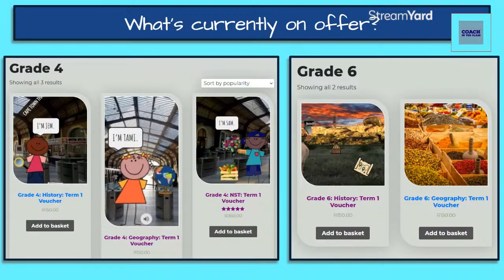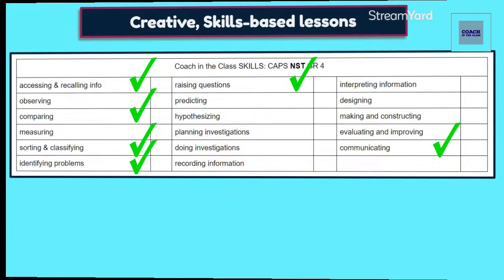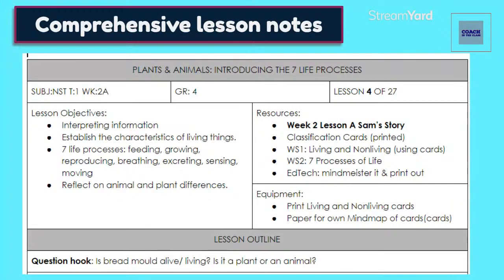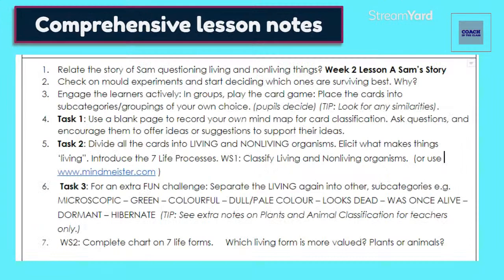Everything. So as we keep stating, we're skills-based, and in this very first lesson that we would just like to give you an insight into what has been produced, all of these skills have been ticked off because we are very skills-orientated. Today we're going to have a quick look at a grade 4 lesson. It's the fourth lesson of 27 lessons. It's the lesson on introducing the 7 life processes, which if you remember are feeding, growing, reproducing, breathing, excreting. Here's a full lesson note on how to run the whole lesson. However, we're going to run it with you and show it to you in a moment.